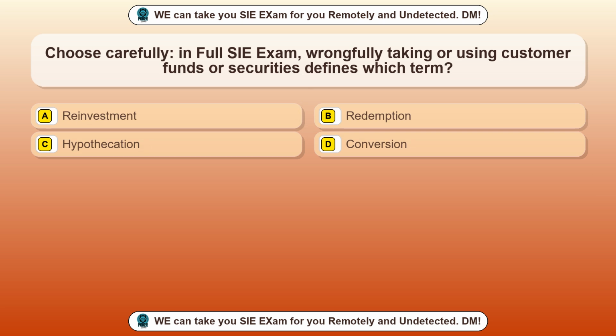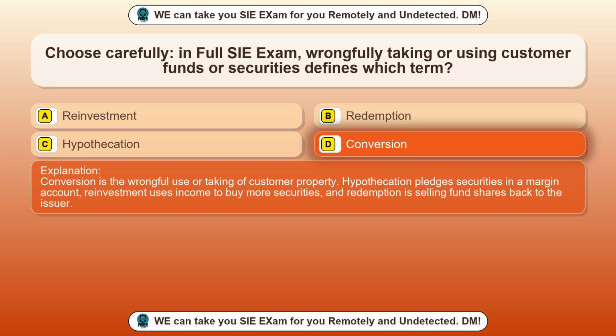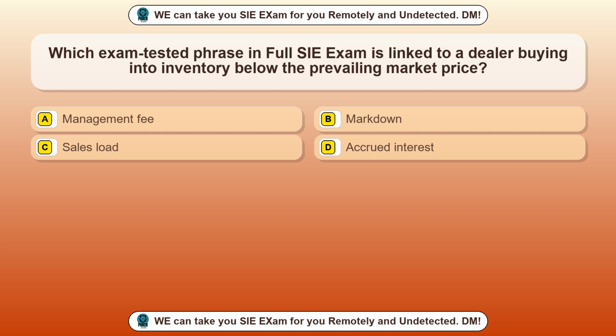Question 99. Choose carefully in full SIE exam. Wrongfully taking or using customer funds or securities defines which term. Option A, reinvestment. Option B, redemption. Option C, hypothecation. Option D, conversion. The correct answer is option D, conversion. Conversion is the wrongful use or taking of customer property. Hypothecation pledges securities in a margin account, reinvestment uses income to buy more securities, and redemption is selling fund shares back to the issuer.